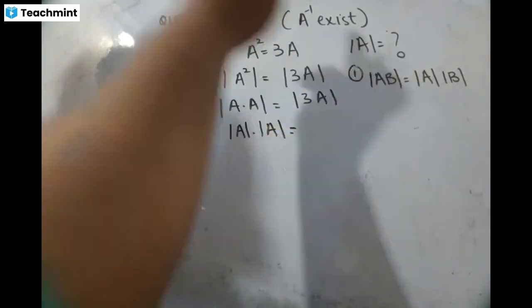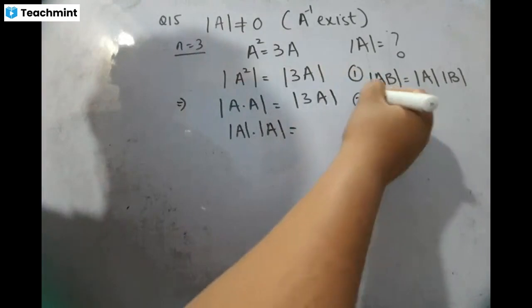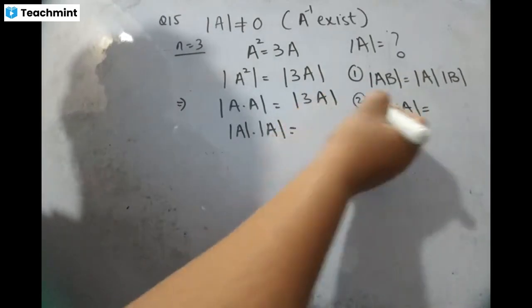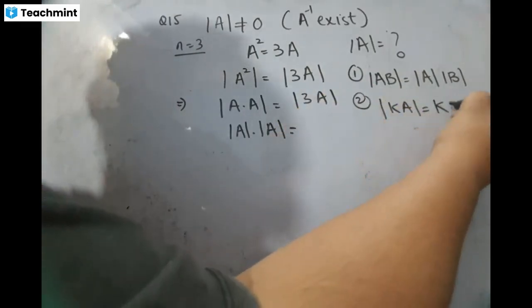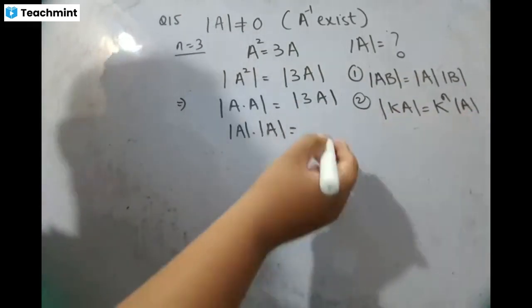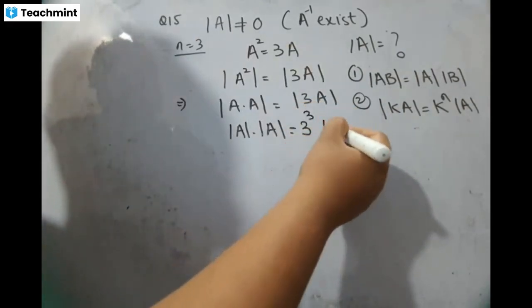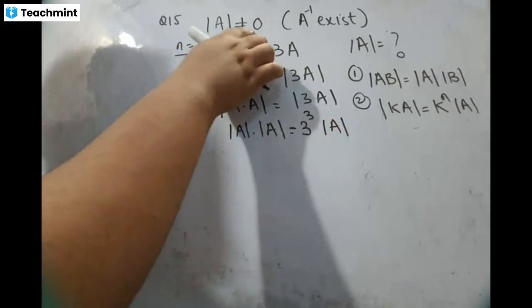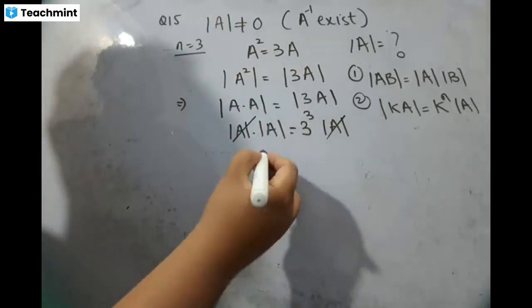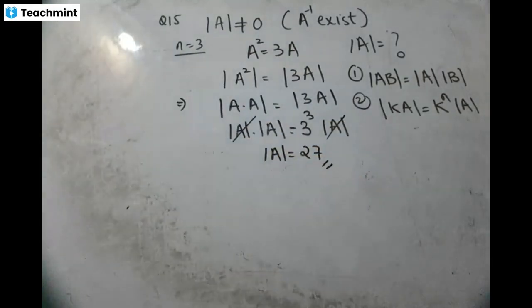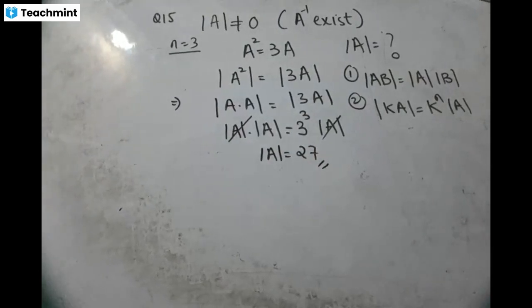I have used this property in the previous question. And the second property, a very important property, says determinant of a scalar and a matrix: because 3 is a scalar, the scalar comes out as k to the power n into determinant A. So 3 comes out and the order is 3, so 3 to the power 3 into determinant A. Since determinant of A is not equal to 0, I can cancel determinant A and determinant A. So the value of determinant A equal to 3 3s are 9, 9 3s are 27. So question number 15, the correct answer is 27.